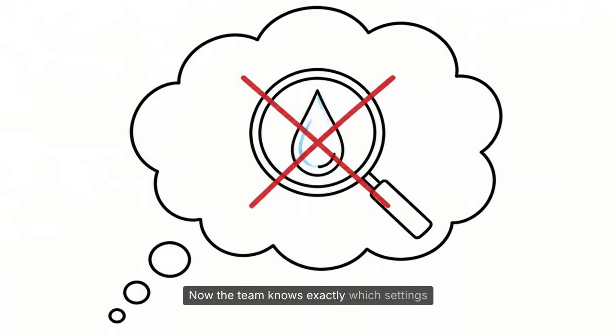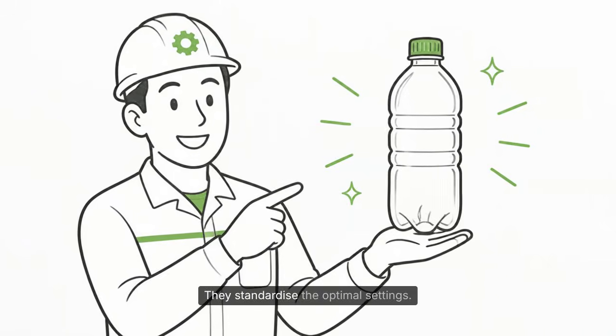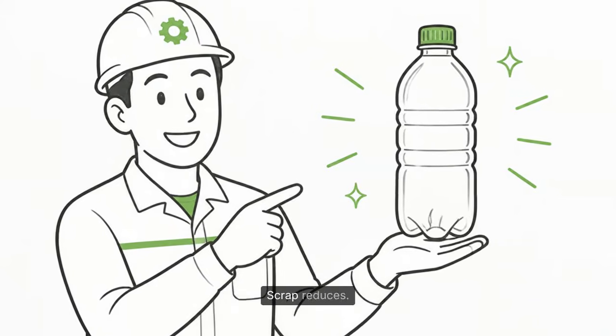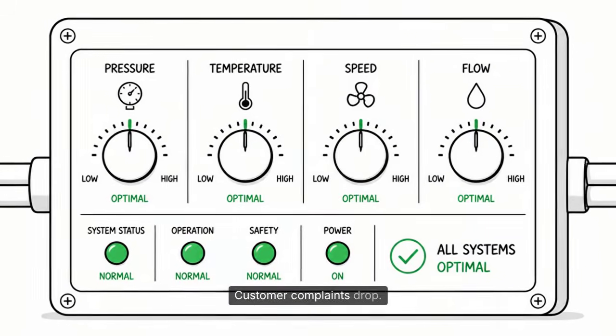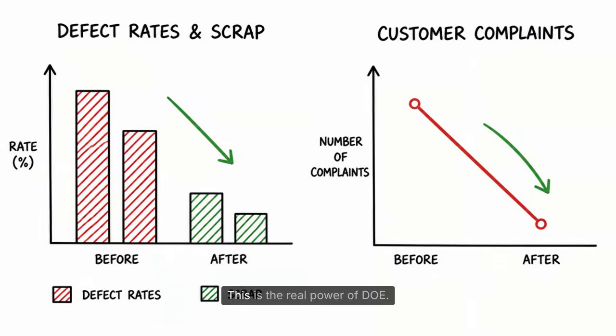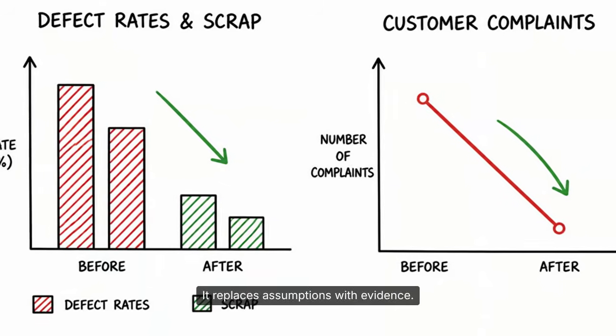Now the team knows exactly which settings create stable, high-quality production. They standardize the optimal settings. Defect rates fall dramatically, scrap reduces, customer complaints drop, and machine performance becomes far more predictable. This is the real power of DOE. It replaces assumptions with evidence.